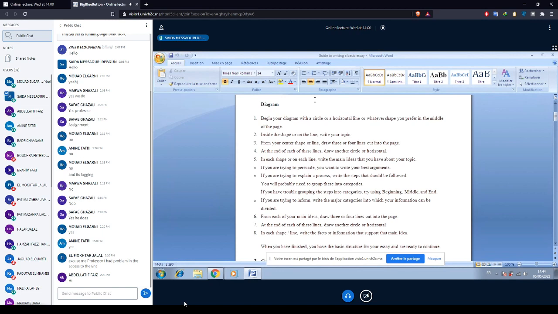From your center shape or line, draw 3 or 4 lines. In our case, you're not going to draw 4 lines. Why? Do you know why we are not going to draw 4 lines? Can someone answer? From the center, we have the topic there, the subject we're going to write about. We draw 3 lines, not 4. Why only 3 lines? Can someone answer?